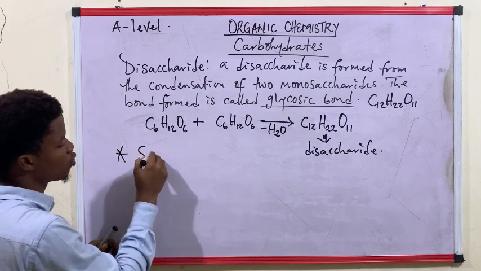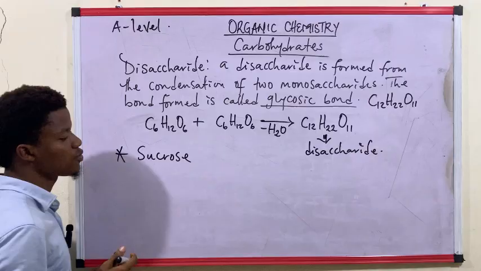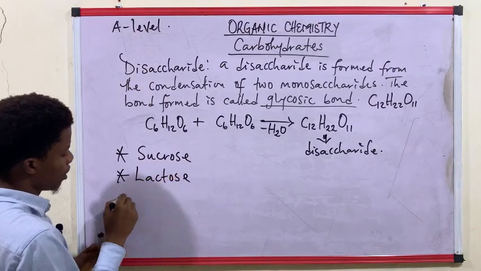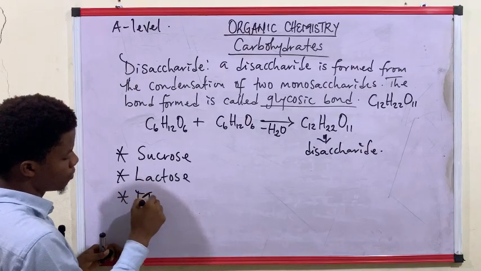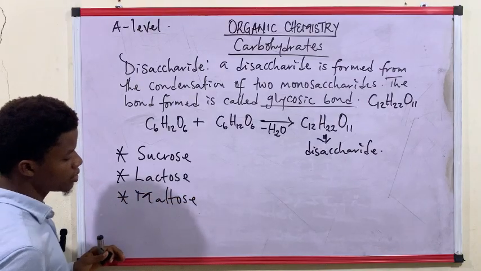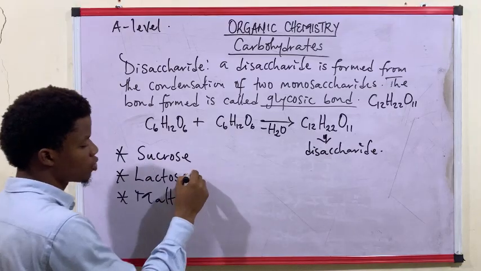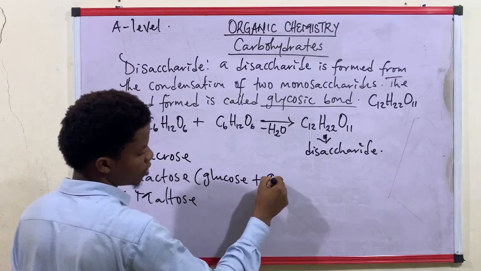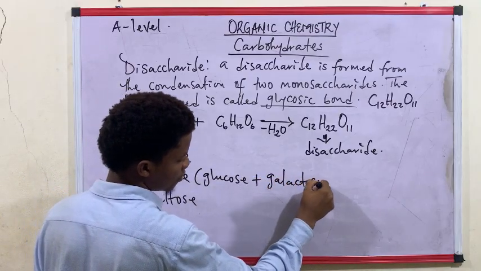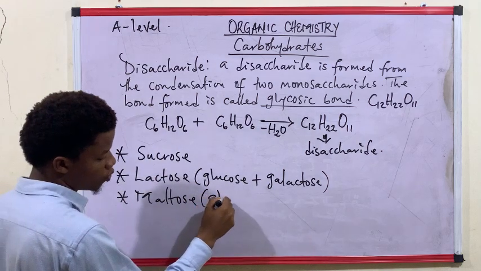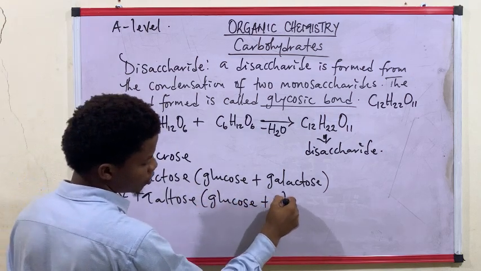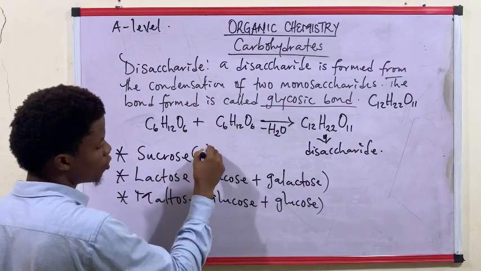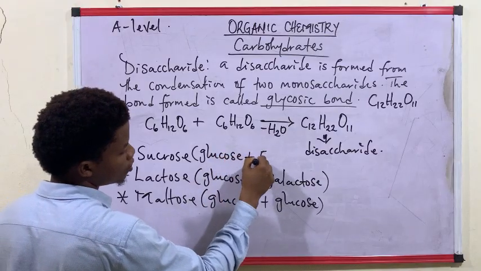We have sucrose, we have lactose, and then we also have maltose. Lactose comprises of glucose plus galactose. Maltose comprises of glucose plus glucose, and sucrose comprises of glucose plus fructose.